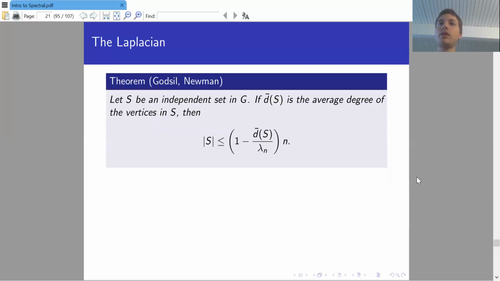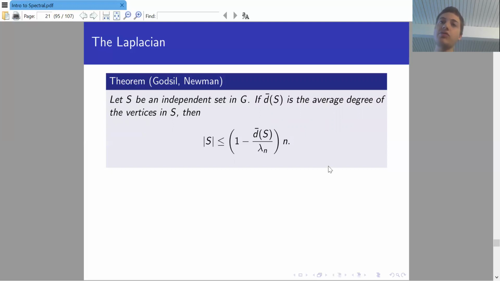So one other thing with regards to the Laplacian matrix is that, this is developed by Goetzel and Newman, if we have an independent set S and we knew its average degree was d bar of S, then the size of S can't be too large. Namely, it can't be more than n times the scaling factor of 1 minus the average degree over the largest eigenvalue of the Laplacian. And admittedly, in practice, I think this is probably not too easy to apply because typically you don't know the average degree of some arbitrary set.